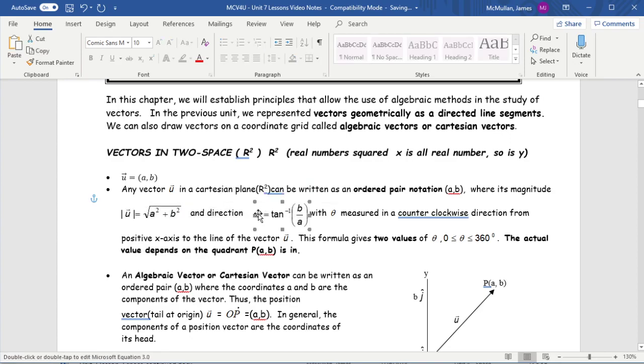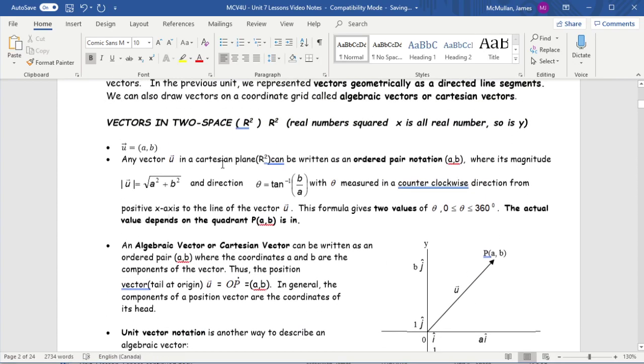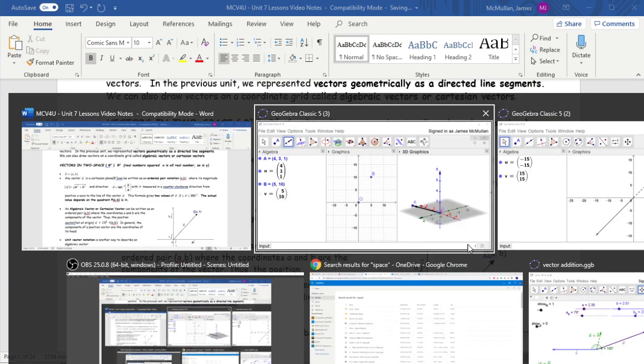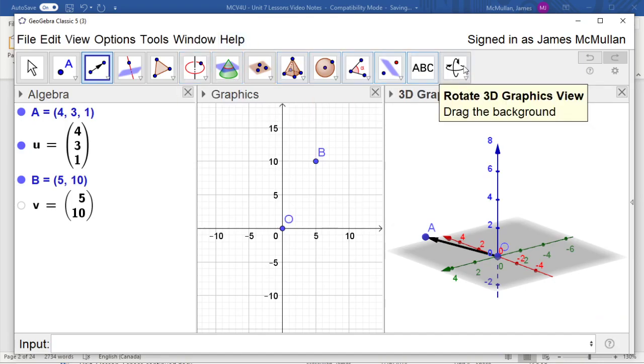You just do theta is equal to inverse tan of B over A, where theta is counterclockwise from the positive x-axis. Again, the formula would give you two answers. Of course, the vector only has one answer. It would depend on what quadrant you're in. So, let's just do a quick example of this. Let's make up a vector.